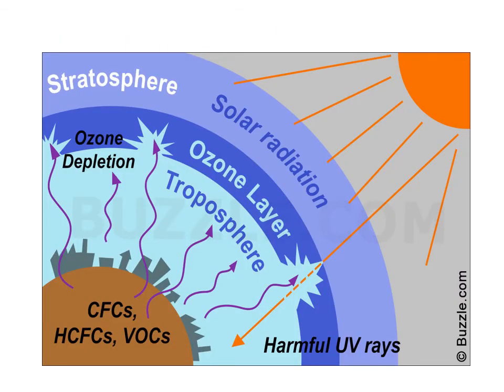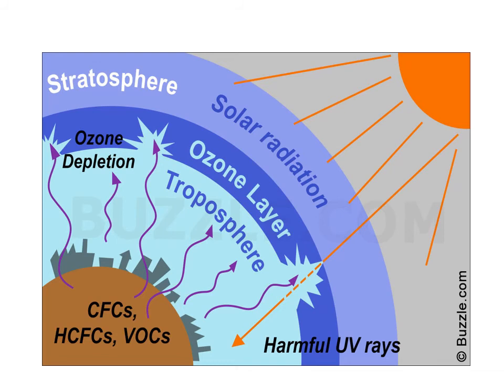Now see the diagram. It shows the ozone layer. The ozone layer comes just below the stratosphere, that is the 13 to 20 kilometer range. The solar radiation comes from the sun and hits the ozone layer, and the ozone layer protects us from harmful ultraviolet rays. At the bottom of the ozone layer lies the troposphere.